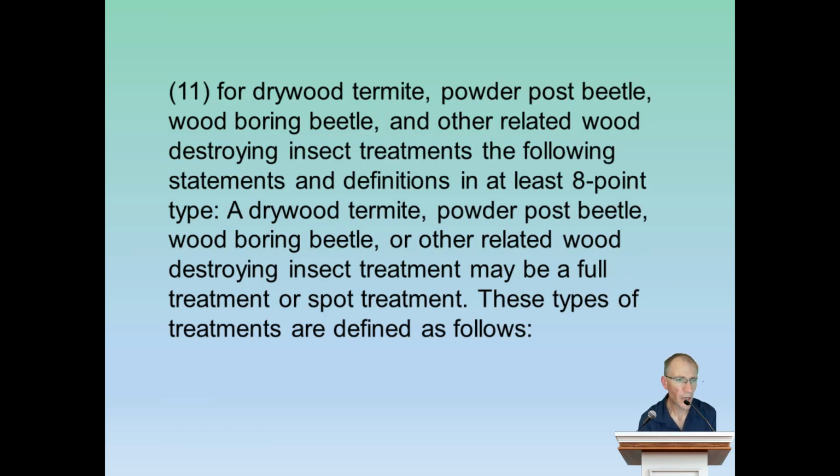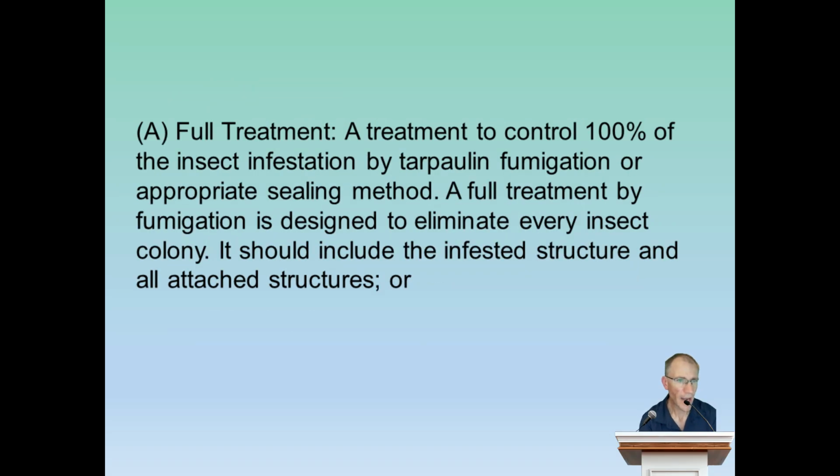11. For drywood termite, powder post beetle, wood boring beetle, and other related wood-destroying insect treatments, the following statements and definitions in at least 8-point type. A drywood termite, powder post beetle, wood boring beetle, or other related wood-destroying insect treatment may be a full treatment or spot treatment. These types of treatments are defined as follows. A. Full treatment. A treatment to control 100% of the insect infestation by tarpaulin fumigation or appropriate sealing method.